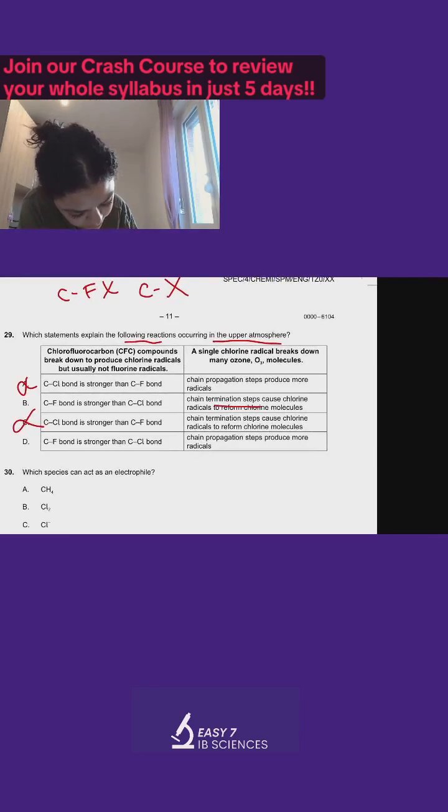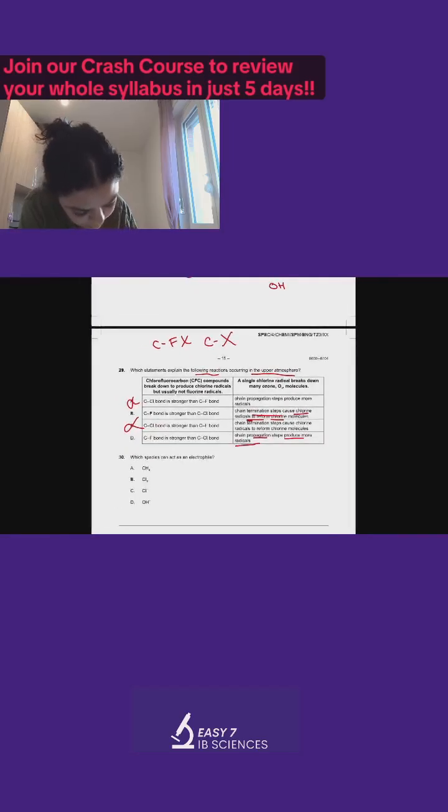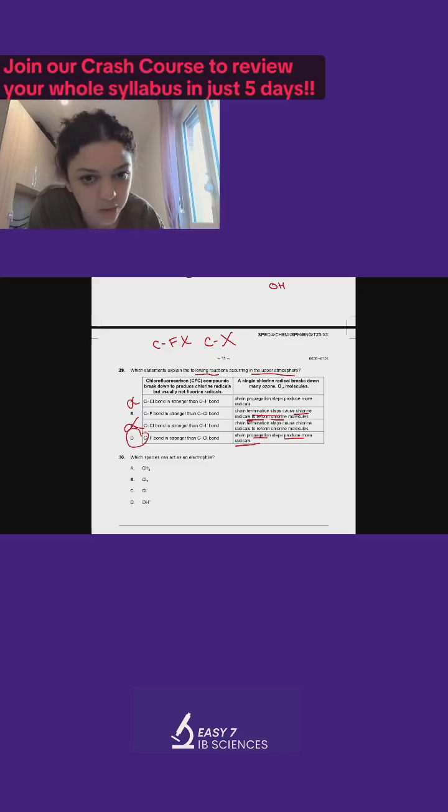It says chain termination step causes chlorine radicals to reform chlorine molecules. Chain propagation step produces more radicals. Exactly. Termination step causes chlorine radicals to form chlorine molecules. That's not actually what happens. Our answer is B, because we have to think of the homolytic. So if you know free radical substitution, you know that the propagation step exactly produces more radicals. That's the whole point of the propagation step. That's why my answer is D.